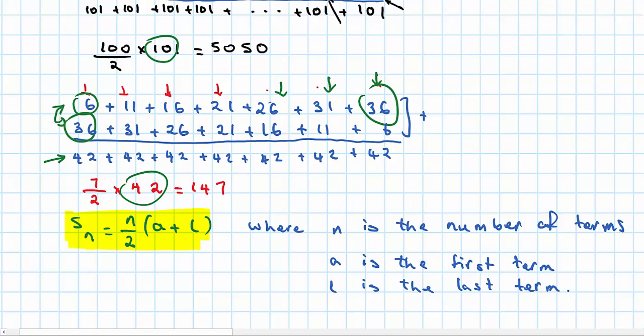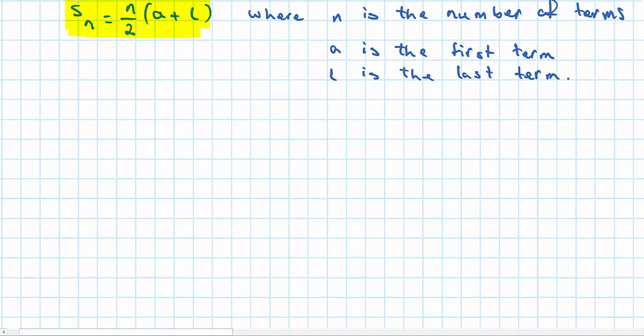Now, the problem is sometimes I don't know what the last term is. Let's look at an example where we don't know what the last term is. Let's say we've got a series, and let's say it goes 73 plus 70 plus 67 plus, and so on. And I want the sum of, let's say, the first 200 terms.